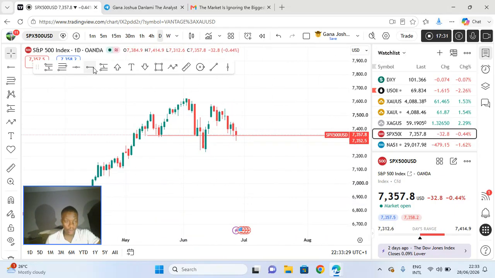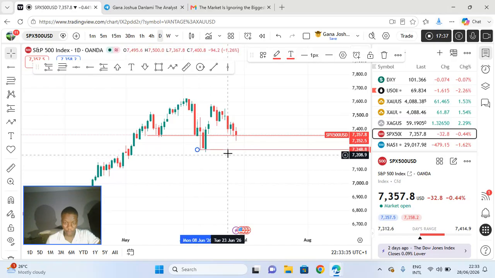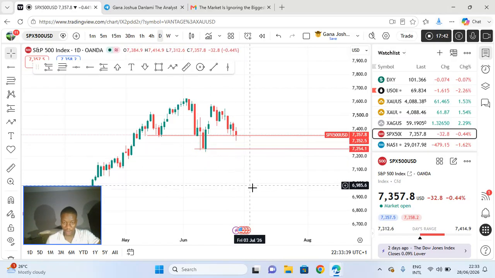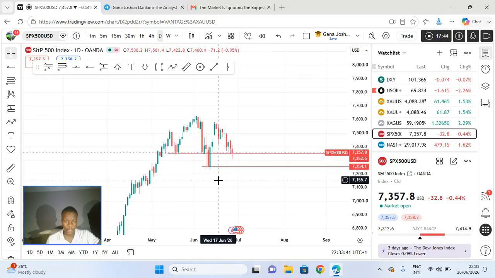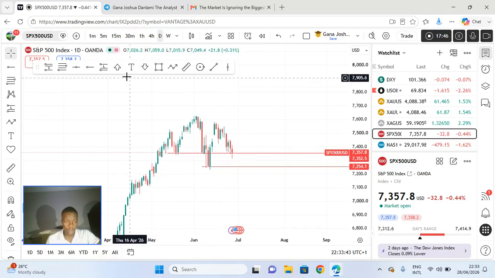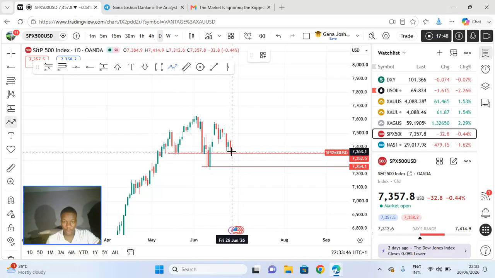This block, until this gets taken out, we are still bullish on S&P 500. So we'll be looking for buy opportunities. Every sell we see is a retracement opportunity to buy to the upside. That's what we're seeing on the S&P.